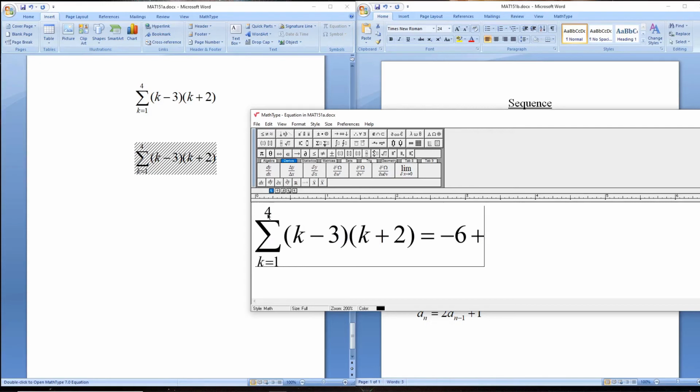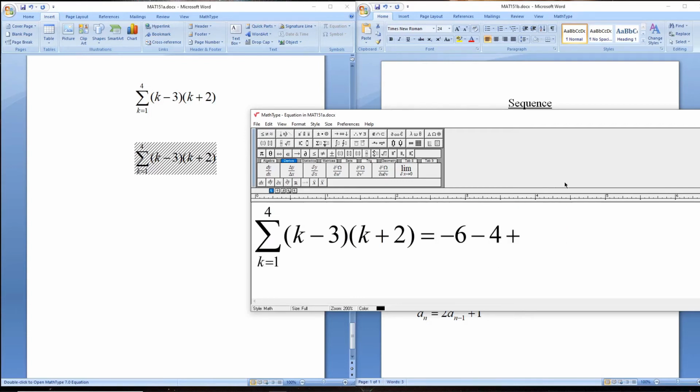So now that we've done k equals 1, we'll go to k equals 2. So we'll plug that in. 2 minus 3 will get us a minus 1. And then 2 over here, 2 plus 2 will get us a 4. And then 4 times minus 1 will get us a minus 4.